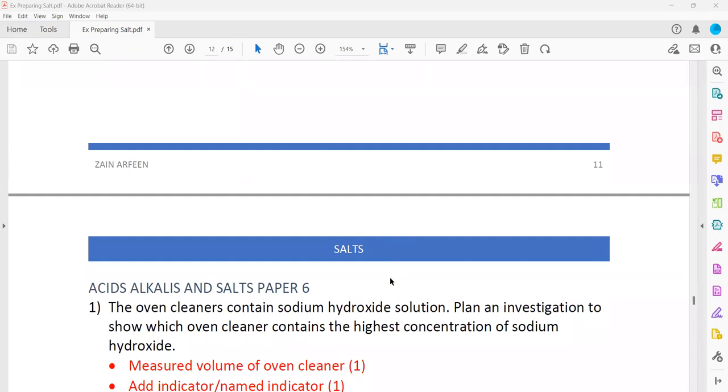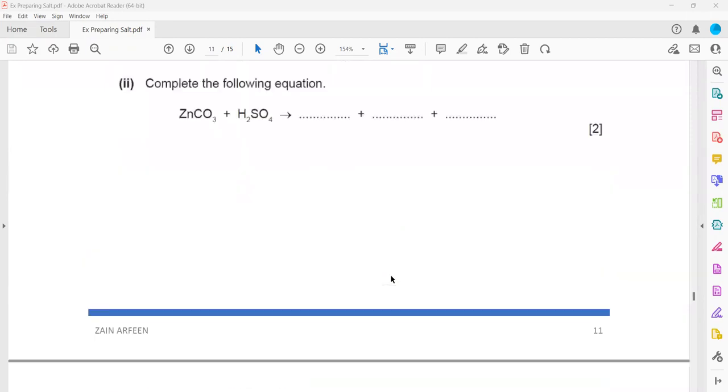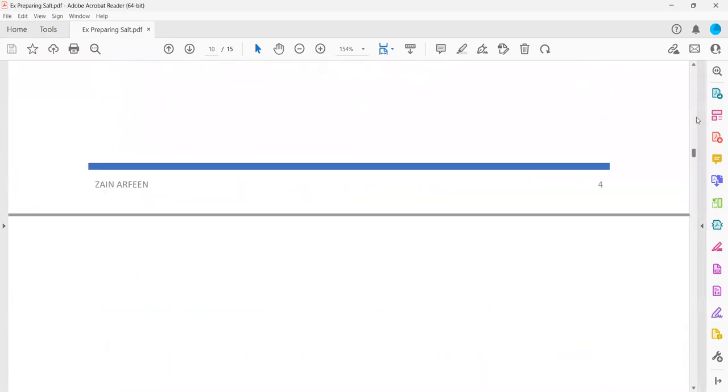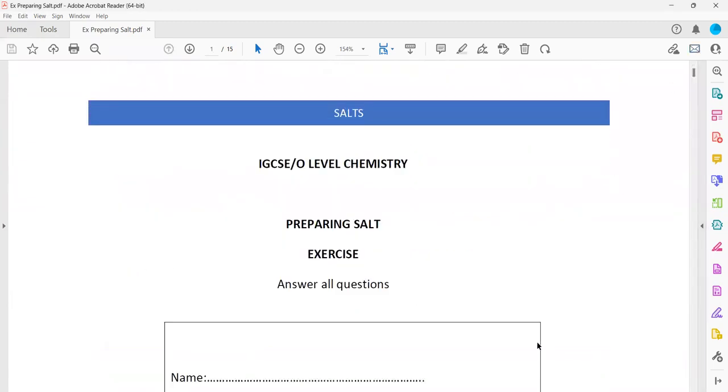Then paper 6 questions are there along with the answer key related to the preparation of salts. So this was an exercise on how we can prepare salts, soluble and insoluble salts.